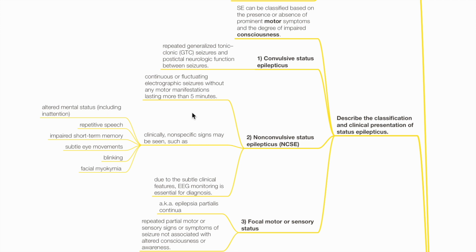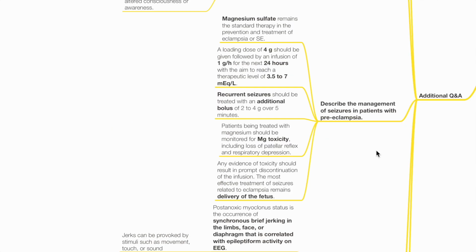Clinically, non-specific signs may be seen, such as altered mental status, repetitive speech, impaired short-term memory, subtle eye movements, blinking, and facial myoclonus. Due to subtle clinical features, EEG monitoring is essential for its diagnosis. The third type is focal motor or sensory status epilepticus, i.e. epilepsia partialis continua. There are repetitive partial motor or sensory signs or symptoms of seizure not associated with altered consciousness or awareness.